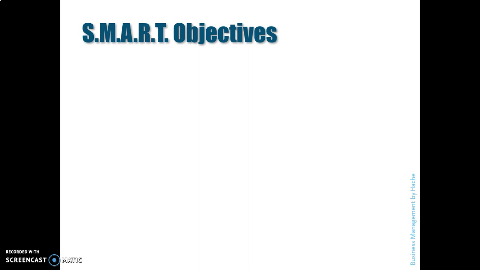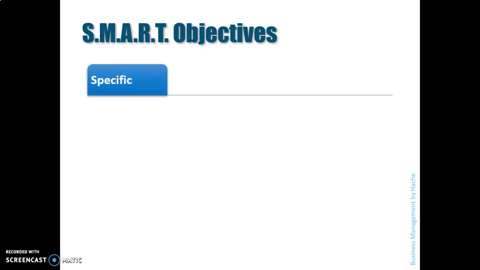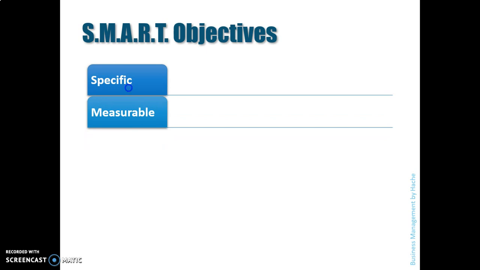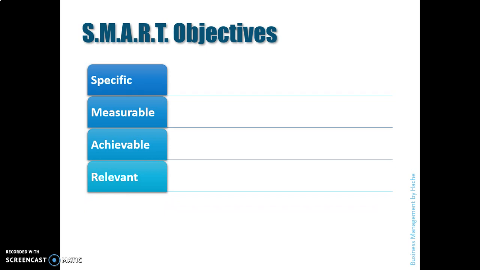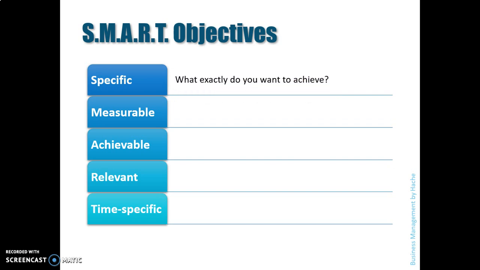So we say objectives must be SMART, they must be specific, they must be measurable, they must be achievable and relevant, and finally, they must be time specific or time based. So when we say that objectives must be SMART, we mean that we have to answer the question, what exactly do you want to achieve? So what do you exactly want from that specific department or area or office, or what do you want from your business as a whole, specifically. So you have to be clear on what specifically you want.